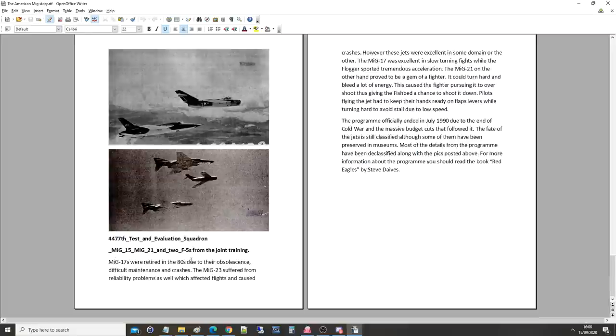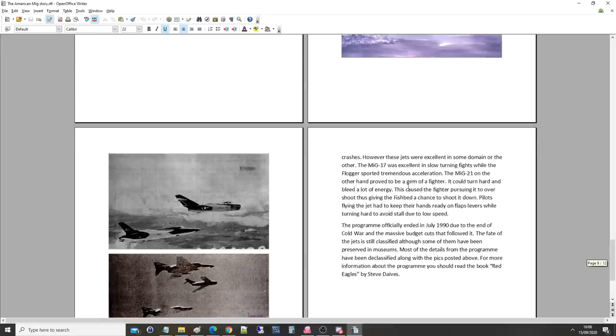MiG-17s were retired in the 80s due to their obsolescence, difficult maintenance and crashes. The MiG-23 suffered from reliability problems as well, which affected flights and caused crashes. However, these jets were excellent in some domain or other. The MiG-17 was excellent in slow turning fights, while the Flogger sported tremendous acceleration.